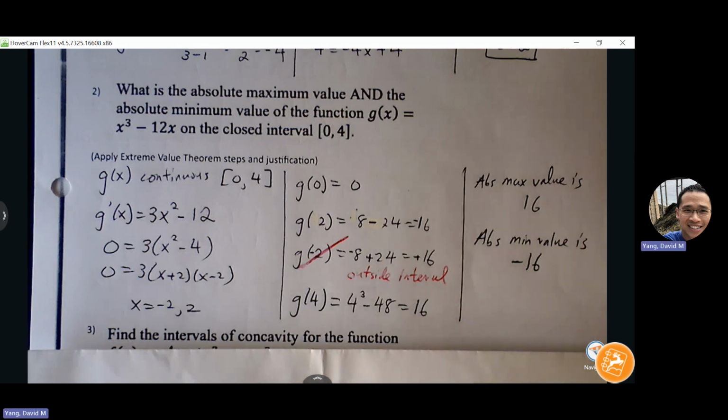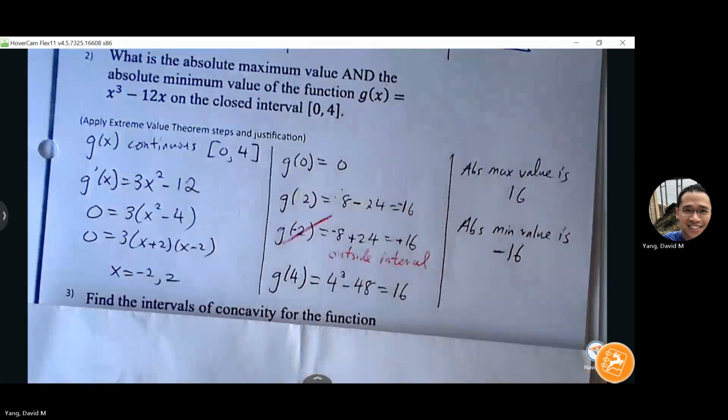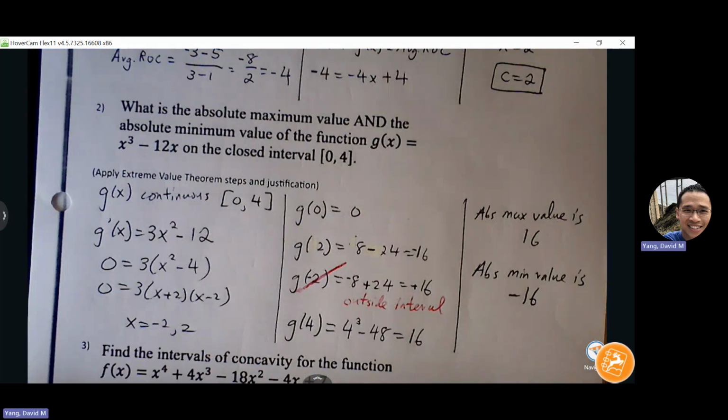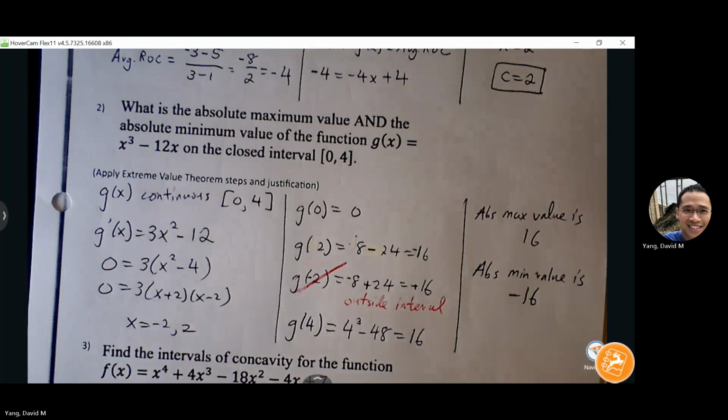Okay, number 3, intervals of concavity. This is moving into the second derivative function, the second derivative sign line, and then making your justifications.